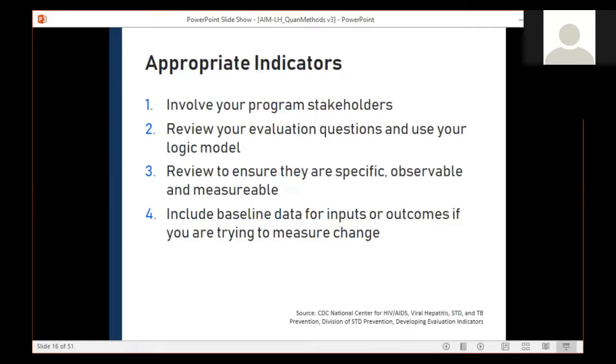So how do you go about identifying appropriate indicators? Well, you'll want to involve your program stakeholders in this process or this discussion. You'll need to review, of course, your evaluation questions and use your logic model so you can develop a list of possible indicators that you can then review to ensure they are specific, observable, and measurable. And you really should consider any indicators used in previous similar efforts and possibly even conduct a quick literature search. And don't forget to include baseline data for inputs or outcomes if you're really trying to measure a change.